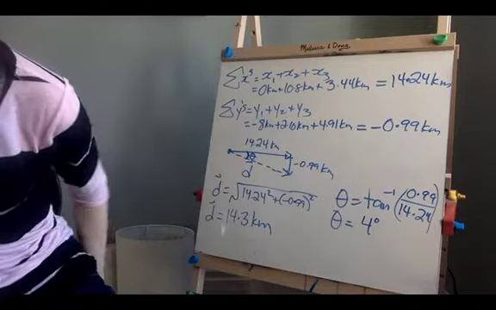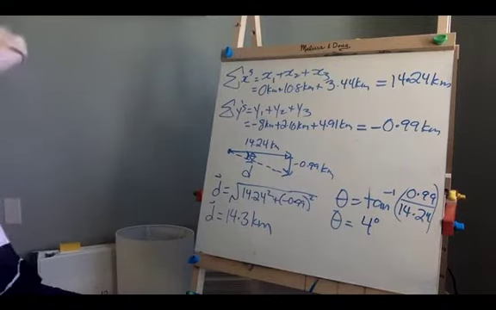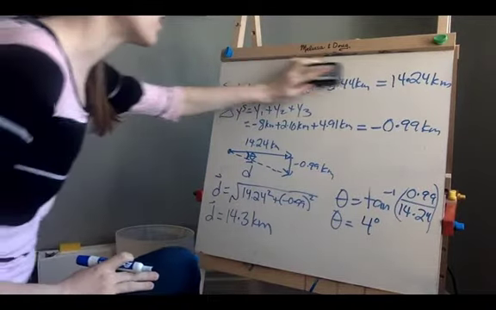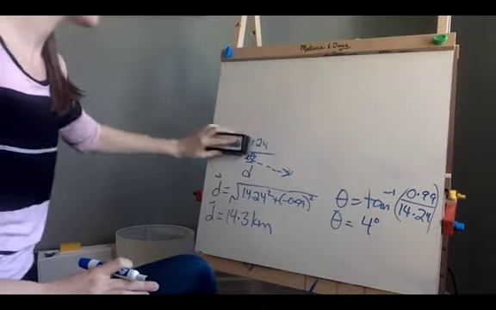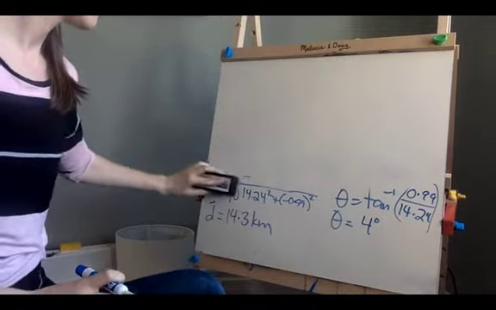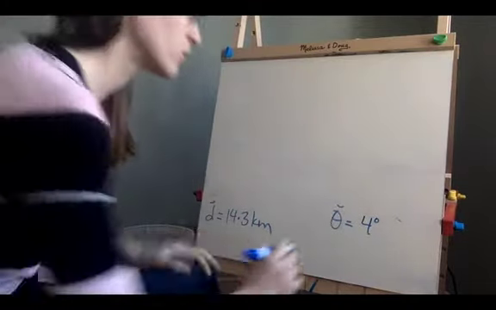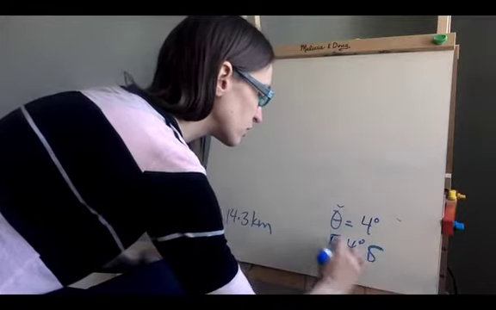So going back to the overall point of this problem, figuring out what was its velocity. Average velocity is the displacement divided by the time. So these two things we definitely still need. And that was 4 degrees going east, 4 degrees south.